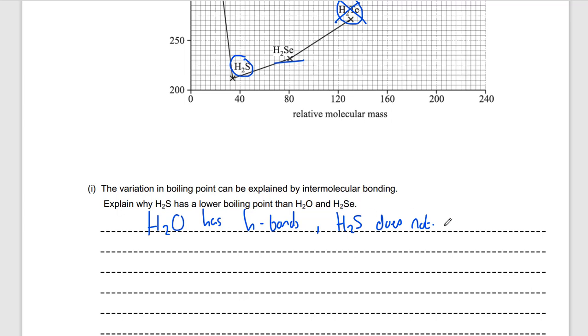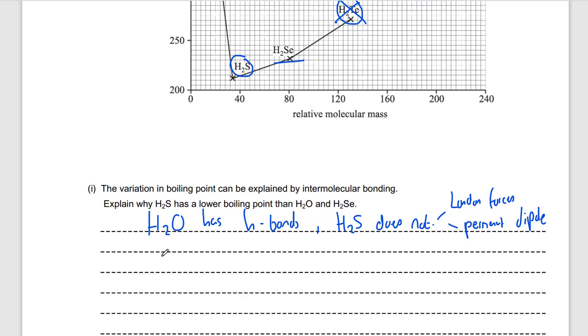In fact, all it will have is London forces and a permanent dipole interaction. But that's it. It stops there because you do not get hydrogen bonding with sulfur. You can only get hydrogen bonding with nitrogen, oxygen, and fluorine. So H2O has H bonds. That's your first mark, believe it or not. H2S does not. It actually has, well, you could either put London forces or permanent dipole. It doesn't actually matter. It has both. So you can have London forces or permanent dipole. It has both of these, because of the shape of the molecule.